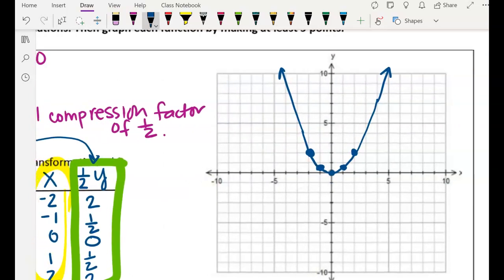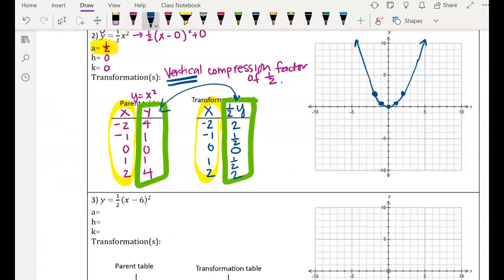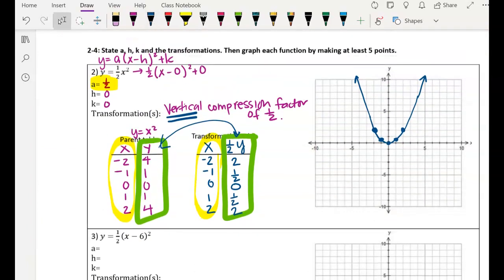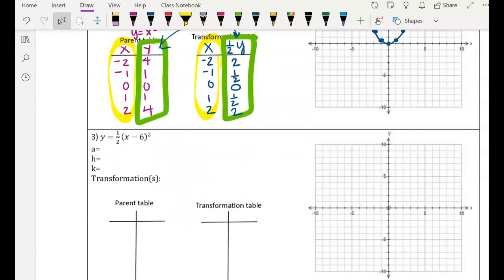Okay. Now let's try to fill out the chart. Oh no, we don't have a chart for this one, so that's okay. We can do the charts later. All right, let's do 3. Y equals 1/2 in the front times the quantity of x minus 6 to a second power. Remember, there's no k here. So if there's no k, that means k is going to be 0.